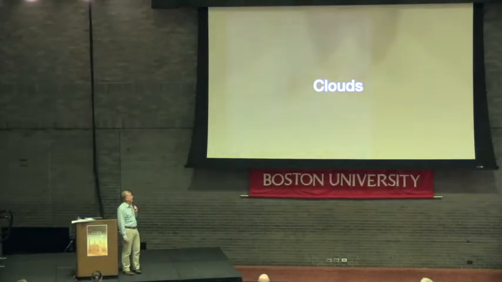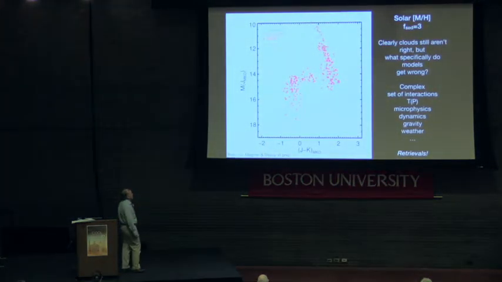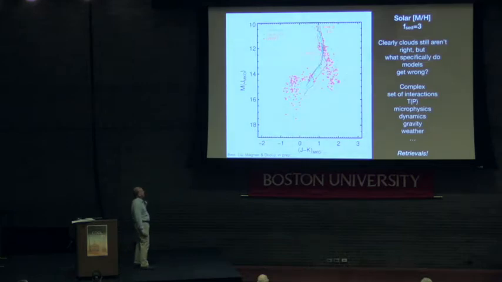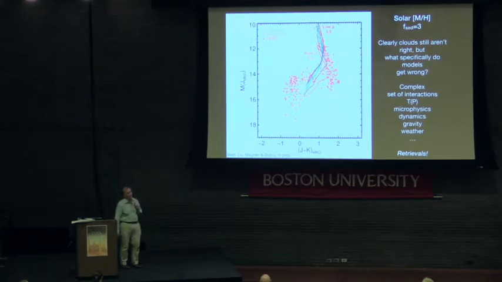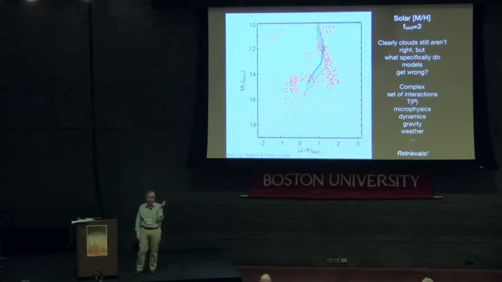What about clouds, our favorite subject? Back to the color magnitude diagram. Here's one set of our cloud models for f_sed of 3, which is our cloud parameter. High gravity on the left, low gravity on the right. So the low gravity, it's good that it's on the right, but you can see with f_sed of 3, they turn too soon. It's interesting how the high gravity sticks around, but still comes across. So what are we doing wrong? What's wrong with these models?